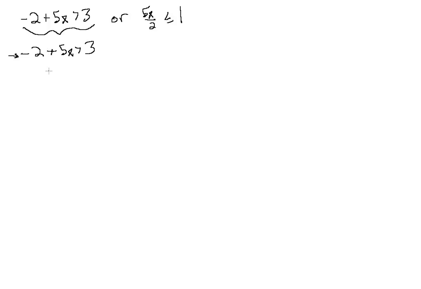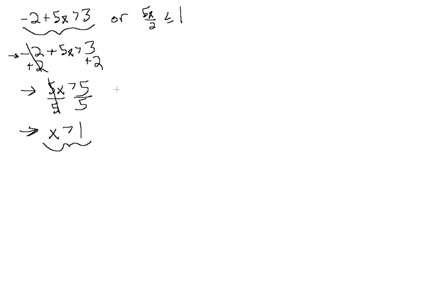We want our variable on the left side, everything else on the right side. So let's add 2 to both sides. That term cancels, so we have 5x on the left-hand side is greater than 3 plus 2, which is 5. We divide both sides by a positive 5. That isolates our x terms, so we have x is greater than 1. That's one of our inequalities.